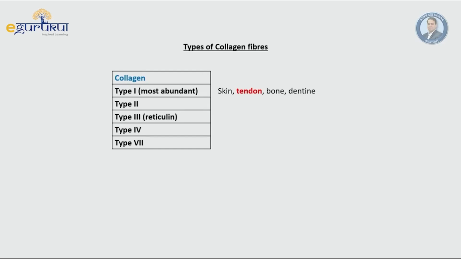Type 2 collagen fiber, which we'll discuss again when we talk about the cartilages, is the one which is abundantly present in cartilages. So cartilage is the main site for type 2 collagen fiber, and also the vitreous of the eye, as you can see. Type 3 is the reticulin or reticular fibers. Whatever structures have this reticular formation, that is where we have these type 3 fibers, like muscle and liver. The parenchyma of all these is made up of type 3, or reticulin type, collagen fibers.